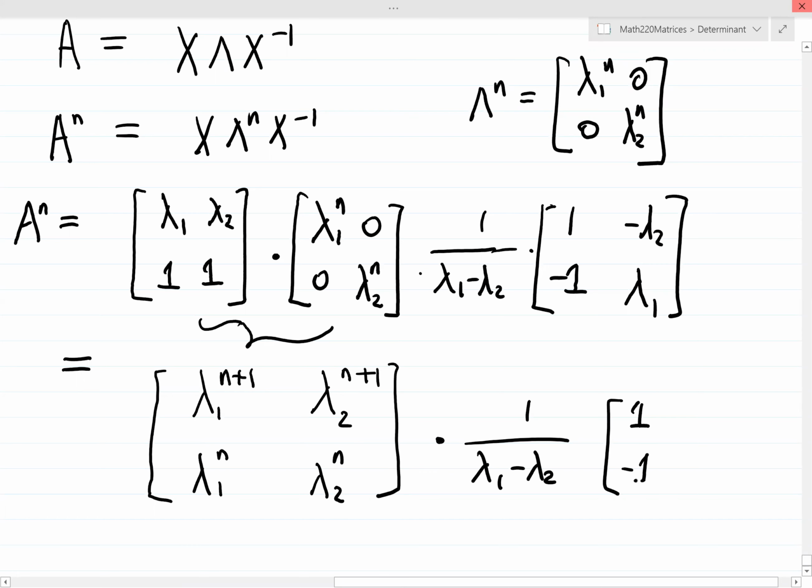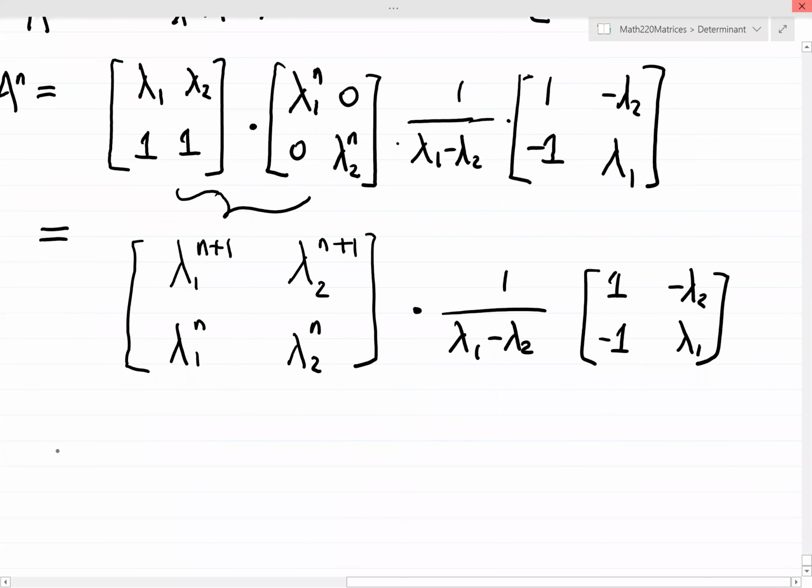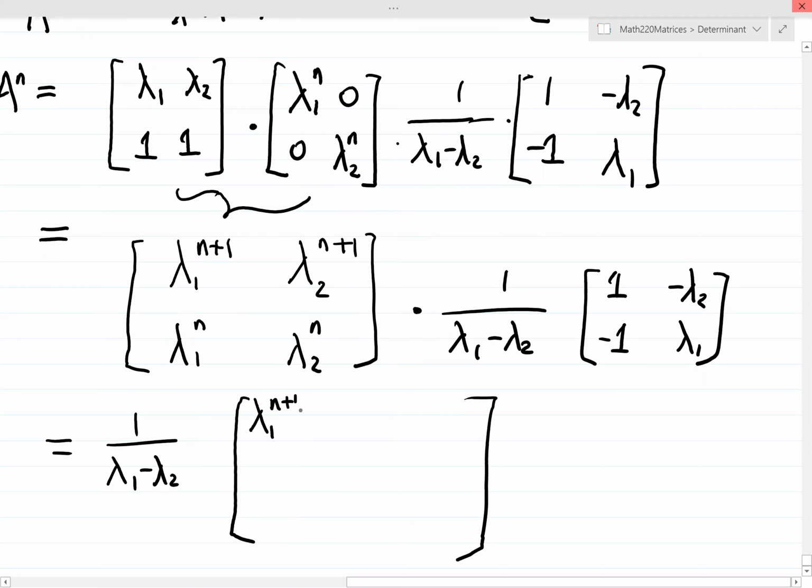Y, negative 1, lambda, negative lambda 2, lambda 1. Okay, all right. So this linear factor, we put it as 1 over lambda 1 minus lambda 2. And then the first column times the first row. So this will be lambda 1 to the power n minus 1 times 1, minus lambda 2 to the power n minus 1 times negative 1. Okay, so we get this entry.